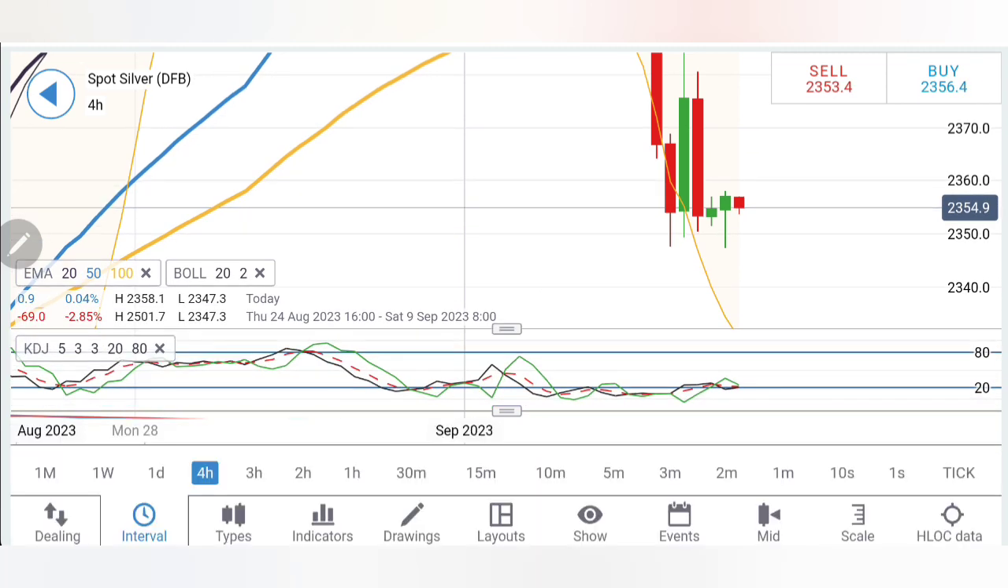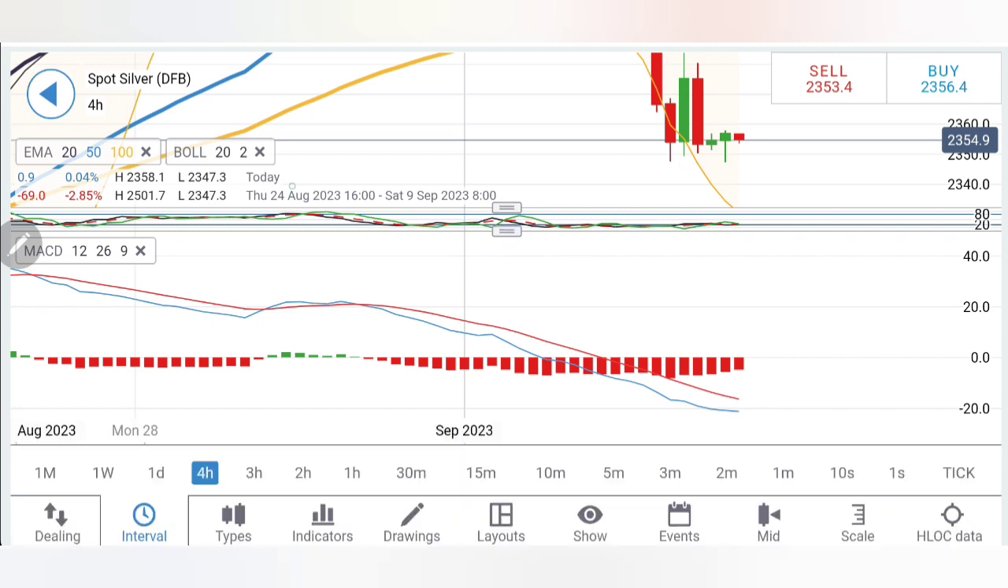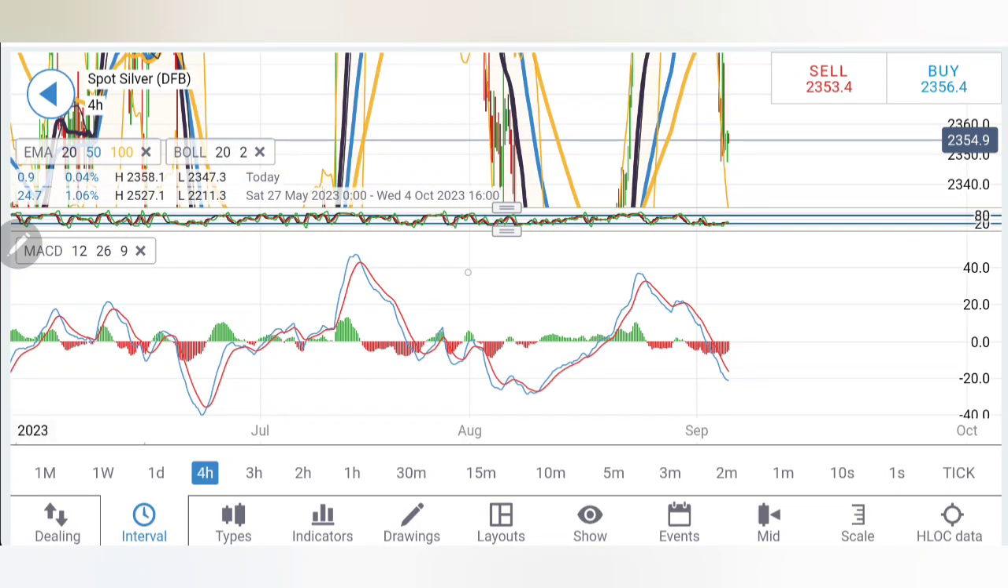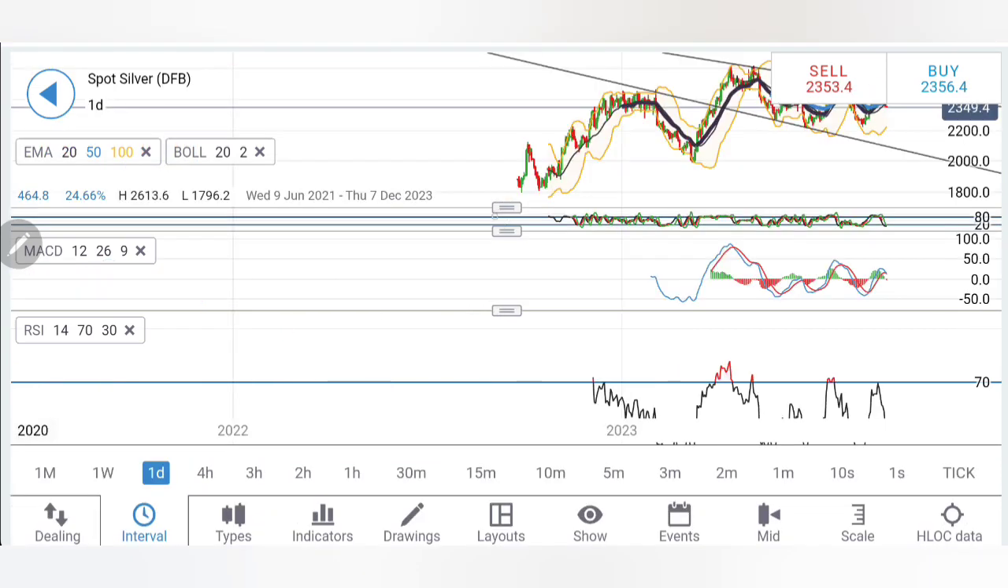2380-90 appear to be difficult. However, 2370 levels can be easily achieved. Stochastic at bottom, MACD divergent and bearish. It can possibly converge here. You can see the movement is done. It can possibly cross over for a buy. RSI oversold. It has recovered out of the oversold zone, and coming to the daily.